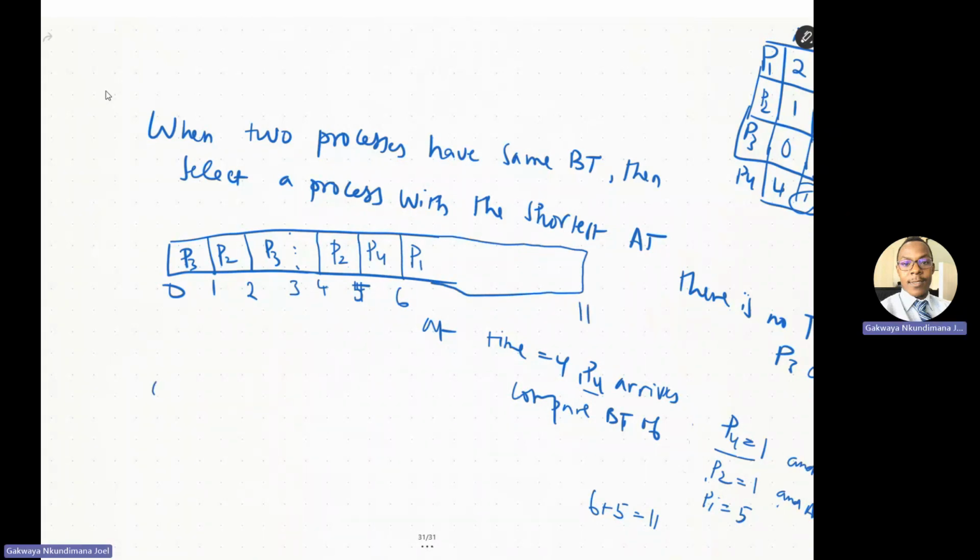So now, completion time. I want you to write me the completion time for these processes. This is your work, this is your assignment. You have to write me the completion time based on this Gantt chart.